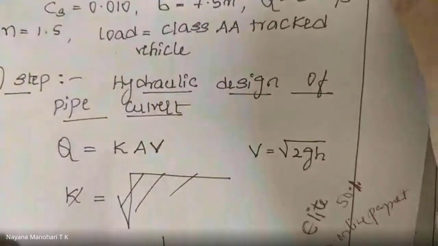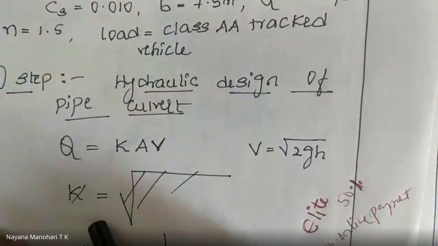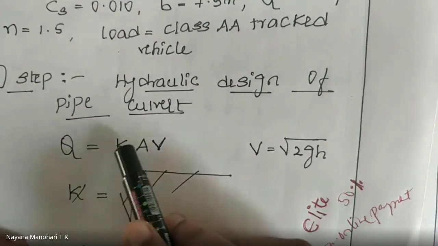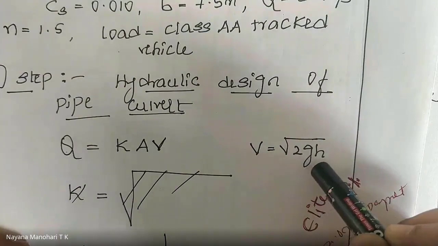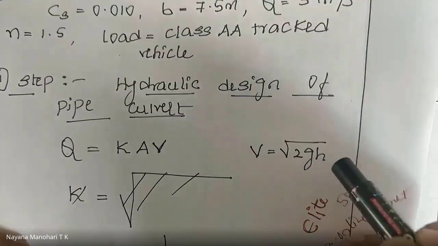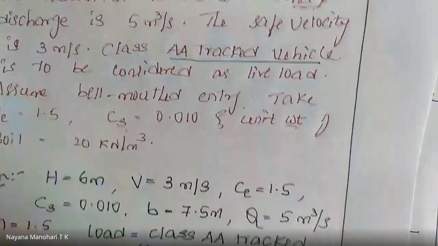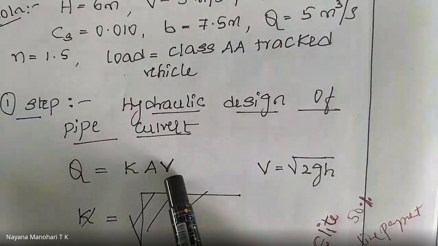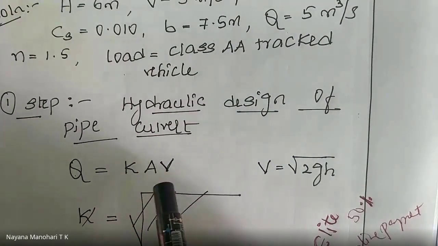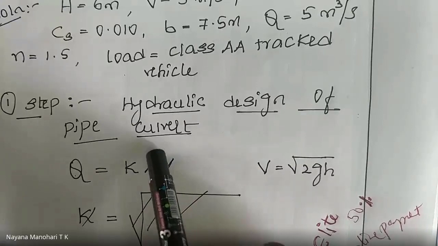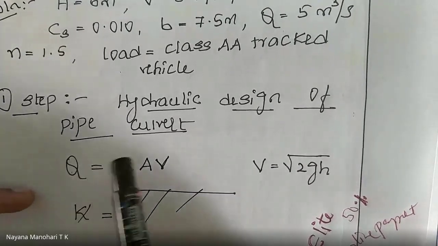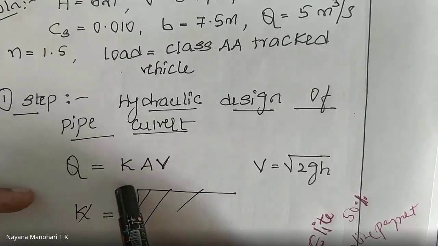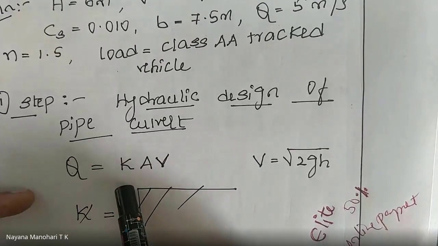The first step we have discussed, that is the hydraulic design of pipe culvert. It is given by Q equal to K into A into V, where V is nothing but square root of 2GH. H is your driving head. In this problem, they have not mentioned the driving head. That's why they have directly given the V value. From this equation, your aim is to calculate the area of the pipe. Now, the discharge value and V value they have given, K you need to calculate, that is the constant conveyance factor.